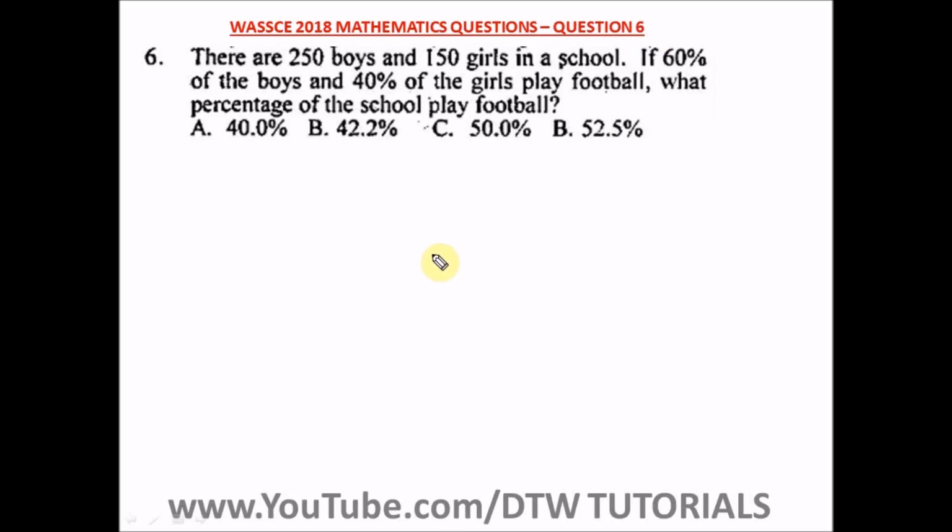Question 6 of the WASSCE 2018 Mathematics Past Question, that's your WAEC exams. It says there are 250 boys and 150 girls in a school. If 60% of the boys and 40% of the girls play football, what percentage of the school played football?